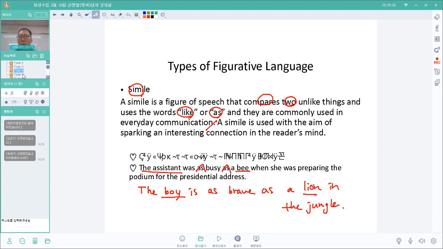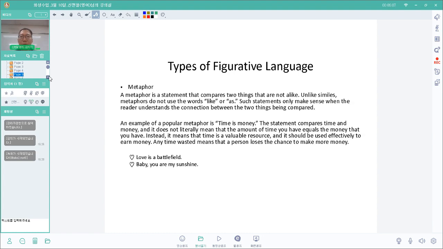Okay? And moving on to the metaphor. Another example of figurative language is metaphor. A metaphor is a statement that compares two things that are not alike. So a metaphor also compares two very different things. Okay? When we make a simile, when we compare two different things, we use the phrase like or as. But in a metaphor, you don't use the phrase like or as. Instead, you just use direct comparison.